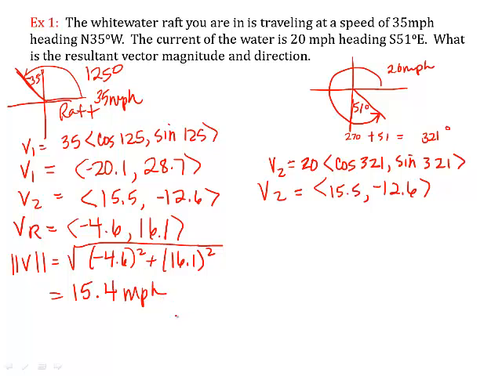Okay? So look at that. Your original raft speed was 35 miles an hour. The current's 20 miles an hour. So it's slowing you down quite a bit. Okay? So this is my resultant magnitude.